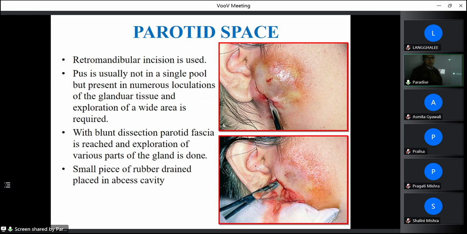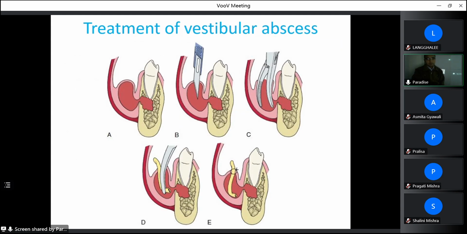And the good thing is, in case of a space infection, as soon as you drain the pus, the patient will feel relieved. There will be no pain. In case of vestibular abscess, it is also easy to treat. First, you have to give the stab incision over the vestibule. You can drain the pus. Once the pus is drained, there will be no pain, and then you have to start the medications.